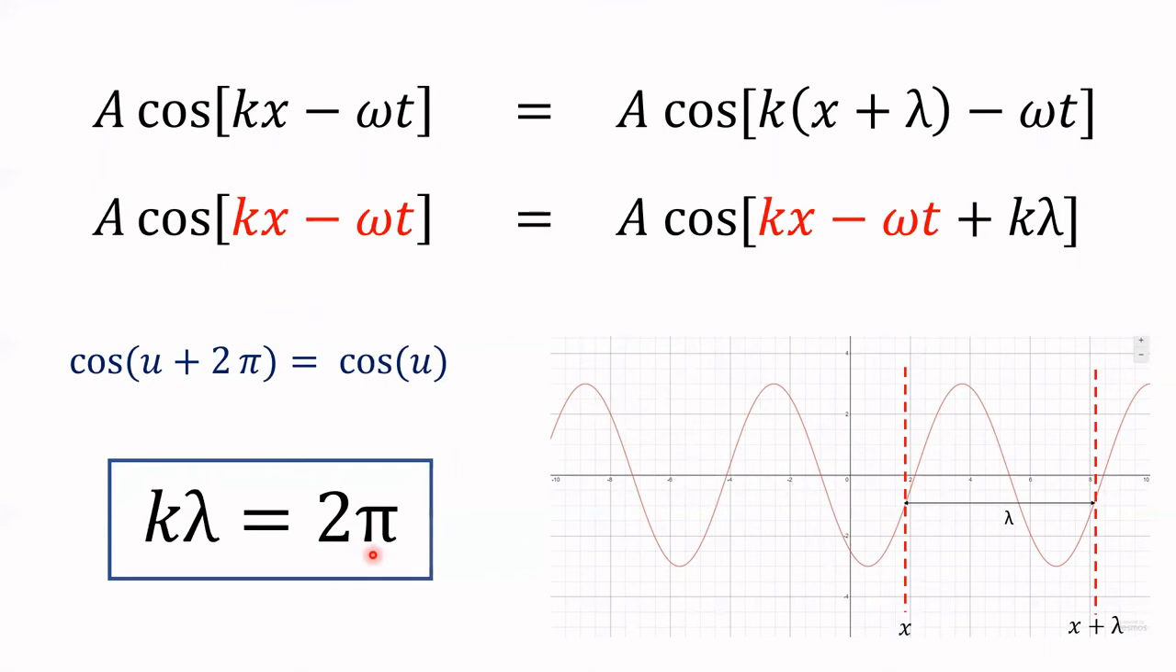Okay, but the important takeaway is this quantity, k lambda, is 2 pi. You have to memorize that. If you have trouble memorizing things, put it on your note card for your exam.